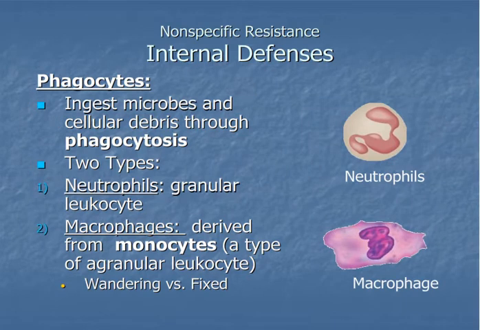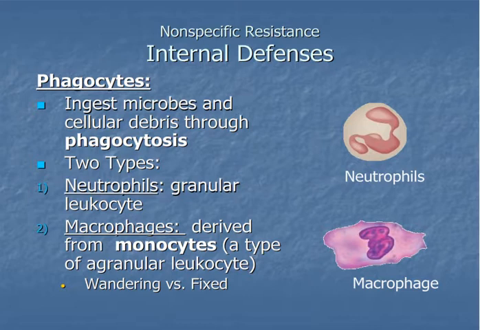Another nonspecific internal defense are our phagocytes. These are our neutrophils and also our macrophages. Remember, phago means to eat, and so these are large eating cells, and they ingest microbes and destroy them through the process of phagocytosis. So the neutrophils are a granular leukocyte, and remember, the neutrophils were the first responders to infections. So they're the ones that get there first and start phagocytizing bacteria, dead cells, cellular debris in the area, and after a while our macrophages will show up.